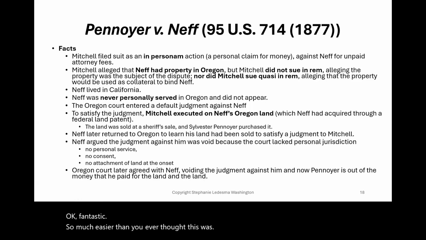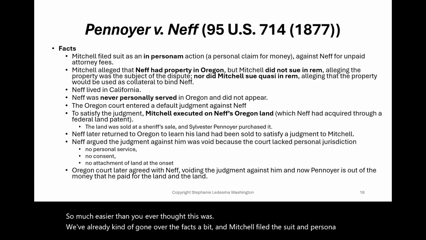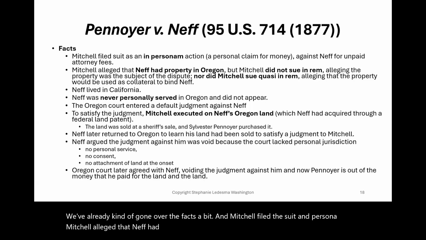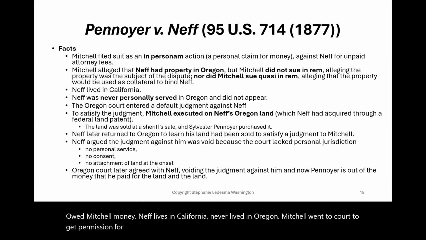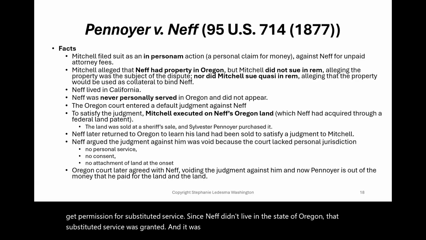We've already kind of gone over the facts a bit. Mitchell filed the suit in personam. Mitchell alleged that Neff had property in Oregon. Neff owed Mitchell money. Neff lives in California, never lived in Oregon. Mitchell went to court to get permission for substituted service since Neff didn't live in the state of Oregon. That substituted service was granted and it was executed as a publication, right?